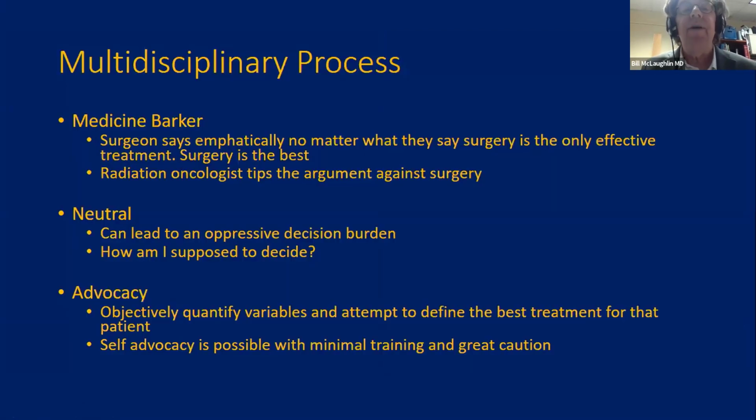The process between surgeons and radiation oncologists has always been poison. There's sort of a medicine barker. You go to the surgeon, he says, "Whatever you do, don't do radiation. Surgery is the way to go." The radiation oncologist says, "Whatever you do, don't do surgery. Radiation is the only way to go." That's the medicine barker. Truly disgusting, still prevalent, right? And it's shocking that someone can look someone straight in the eye and say that. That was a perfectly rational approach.